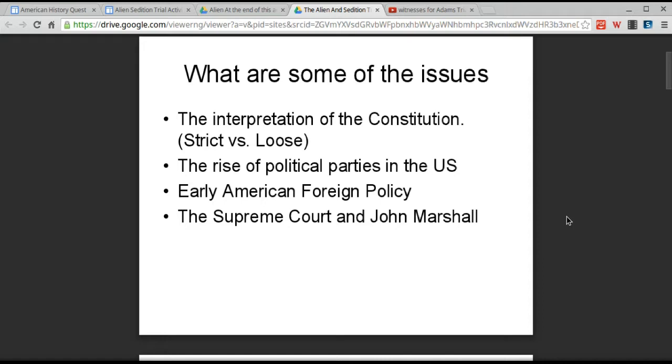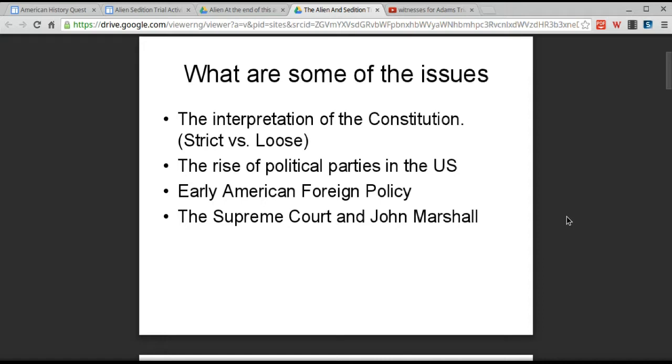Loose constructionists, like Hamilton, argued that the Constitution does say that the federal government can do anything that's necessary and proper for carrying out the powers that are expressly given to it. Well, that's a bit of a mouthful. What does that mean? It's best taught through an example. A power that's expressly given, or clearly written, is the power to tax. Hamilton argued that it was necessary and proper to have a bank to organize and keep this money and use this money, and that it was okay to stretch the Constitution to include things that weren't expressly given. That's why sometimes this clause is also called the elastic clause.